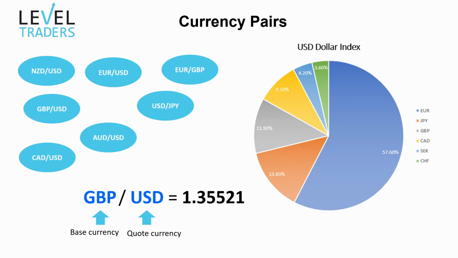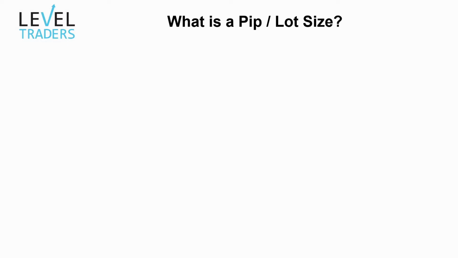Now you can see from this pie chart, the euro is by far the largest component of the index, making up 57.6% of that index, followed by the yen and the sterling. Let's now break down what you will see as traders when being quoted a price for a currency pair.